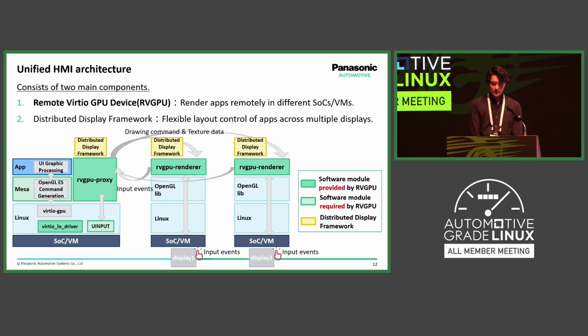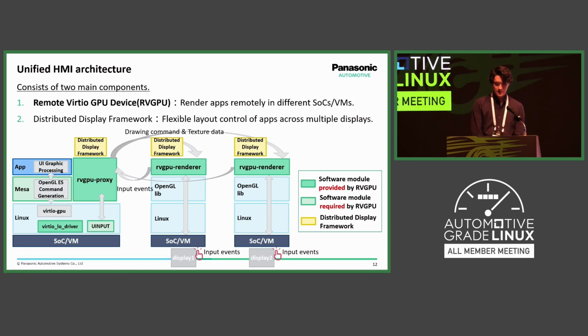The second component is the Distributed Display Framework. It is shown in the yellow box in this figure. This distributed display framework allows flexible layout control of applications across multiple displays. In summary, the distributed display framework determines the layout of applications across multiple displays, and RVGPU renders applications remotely in different SoCs or virtual machines as needed.